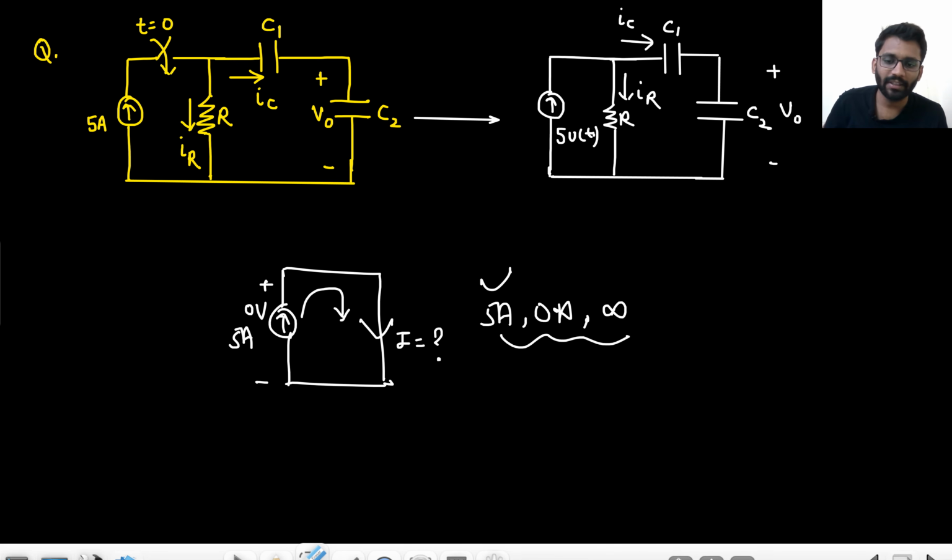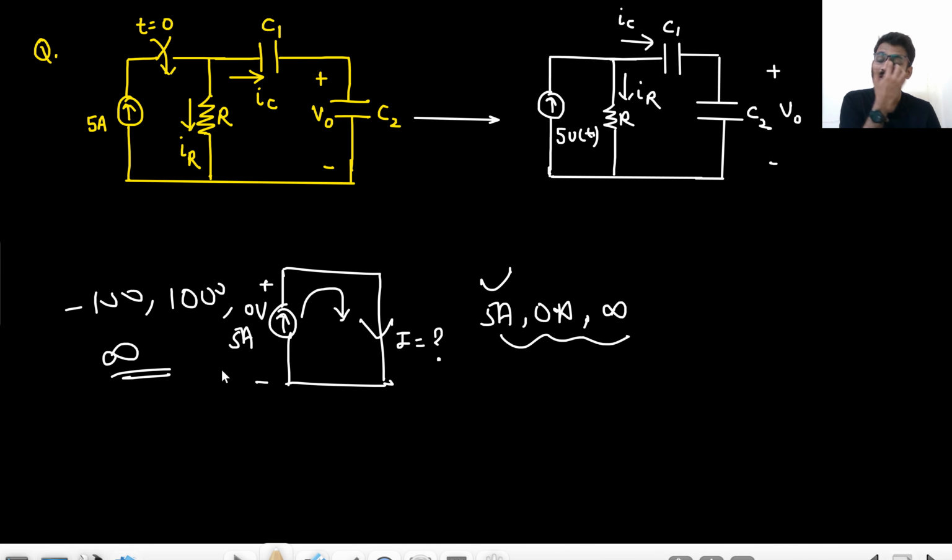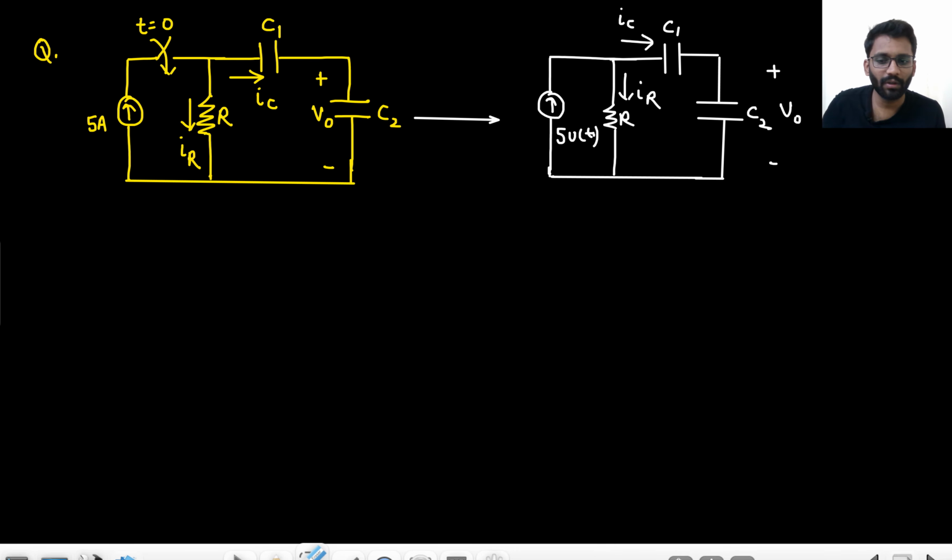No matter whatever the voltage is across the current source, even if it is 0, even if it is 100, even if it is minus 100, even if it is infinity, it will always give you 5 ampere current, right? So the current here would always be 5 ampere.